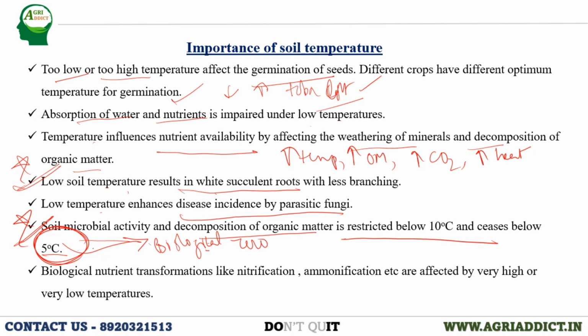And biological nutrient transformations like nitrification, ammonification, etc. are very much affected by high or low temperature, because all of these more or less need 30 to 35 degrees centigrade, and a very high temperature will impair the bacteria that are involved in the particular process. Like that, the temperature should not be too high or very low. It should be optimum for any process to occur. And this is all about soil temperature.